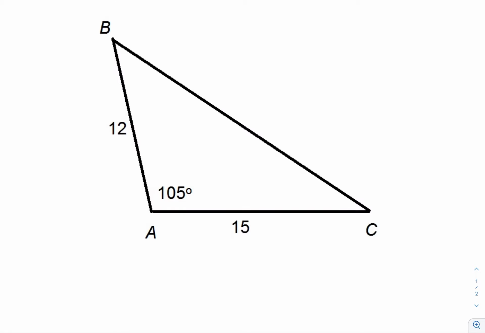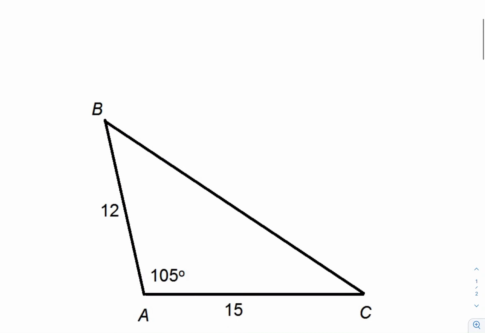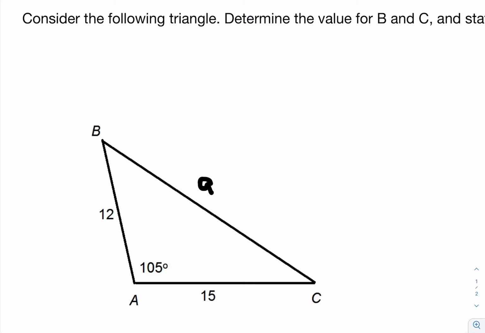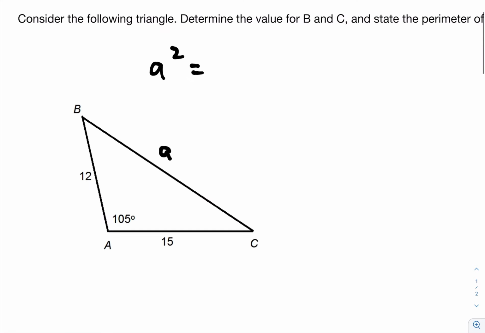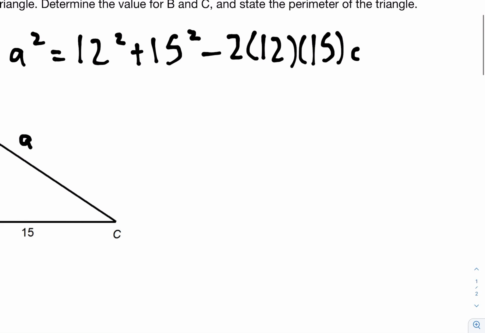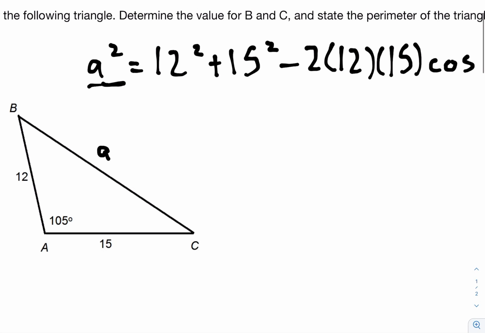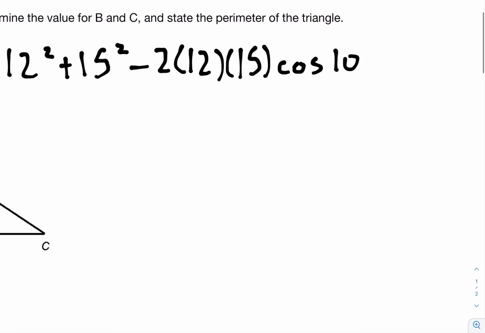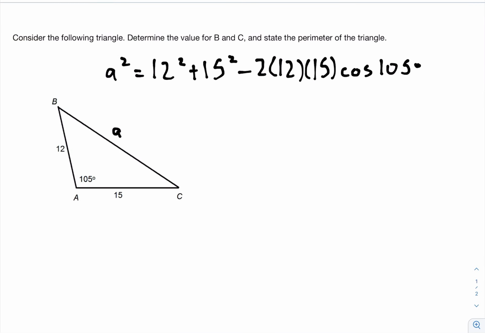Okay. So for the cosine law, we can call this lowercase a, right? Because it's opposite uppercase A. So a squared is going to be equal to 12 squared plus 15 squared. So it's the beginning of the Pythagorean theorem, except we have to tack on this minus 2 times 12 times 15 times cosine of the angle that's opposite to the side we're looking for. The side we're looking for is a, so opposite to that is the 105. And that's why we can use the cosine law, because the only angle we know is opposite to the side we're looking for.